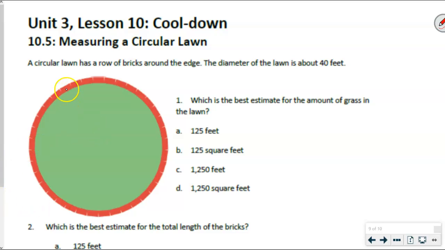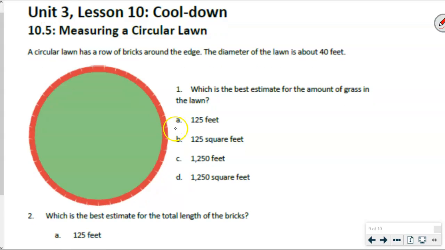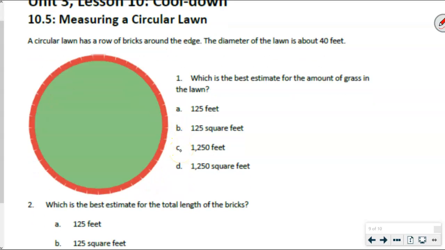A circular lawn has a row of bricks around the edge, and the diameter of the lawn is about 40 feet. So what is the best estimate for the amount of grass in the lawn? The diameter is 40 feet. And so if I want to know the area of that grassy space, we need the radius. So 40 divided by 2 means that the radius is about 20 feet. So what is the best estimate for the amount of grass in the lawn? That's going to be 20 squared times pi.